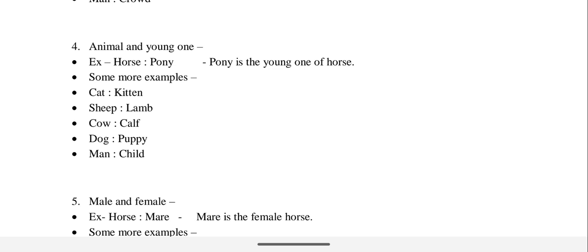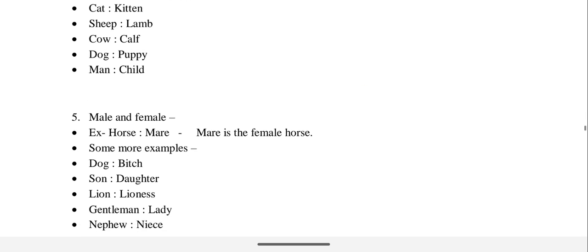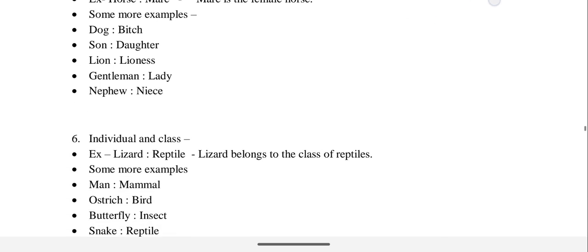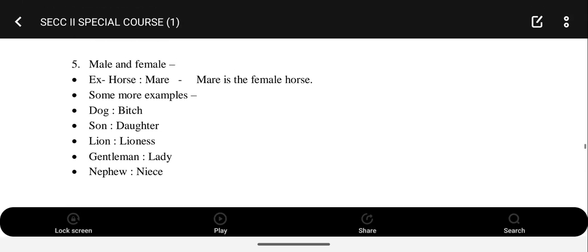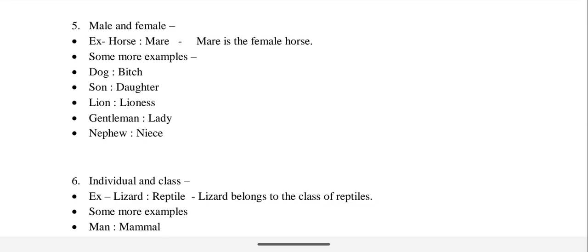Some more examples: cat, kitten; sheep, lamb; cow, calf; dog, puppy; man, child. Male and female: horse, mare. Mare is the female horse. Some more examples: dog, bitch; son, daughter; lion, lioness; gentleman, lady; nephew, niece.